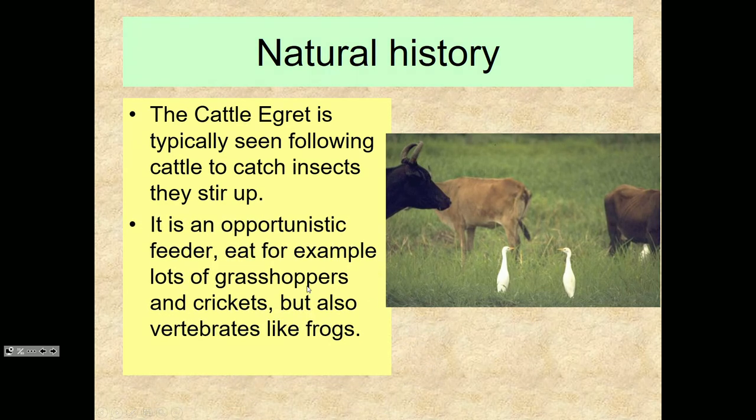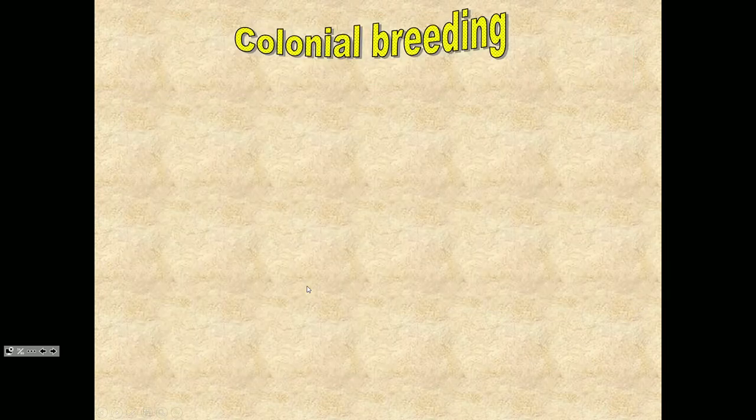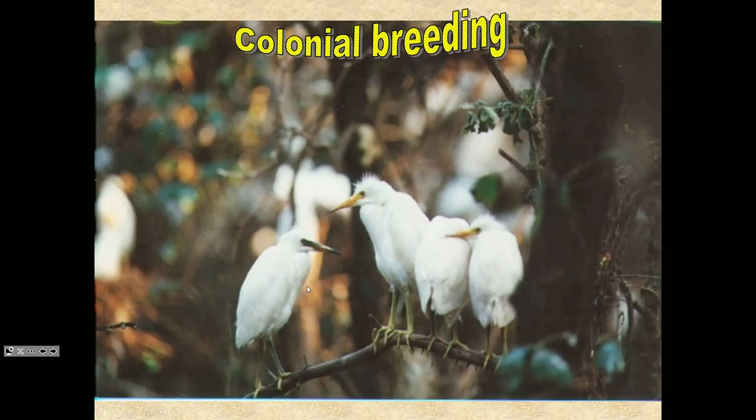Some more natural history: that is why they call them cattle egrets, because they follow the cattle, and when the cattle move they stir up insects, and so they eat a lot of grasshoppers and crickets, but also frogs and other things that they encounter. And they are also colonial breeders.